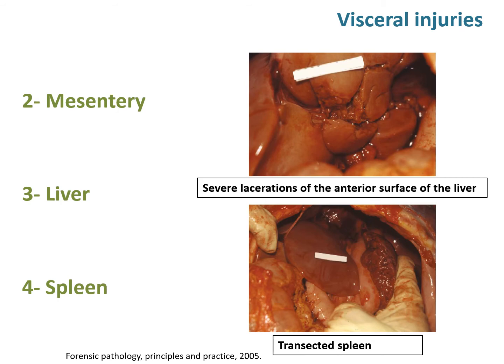Sometimes by the same mechanism, the spleen is affected by rupture, but this is rare because of the sheltered position of the spleen under the thoracic cage.